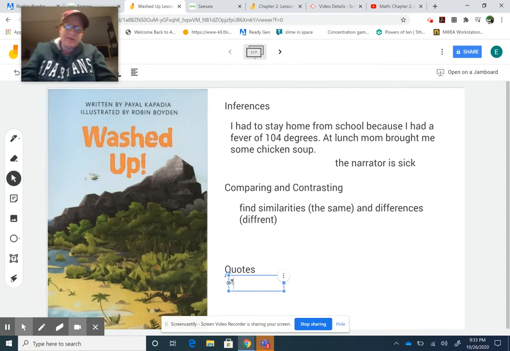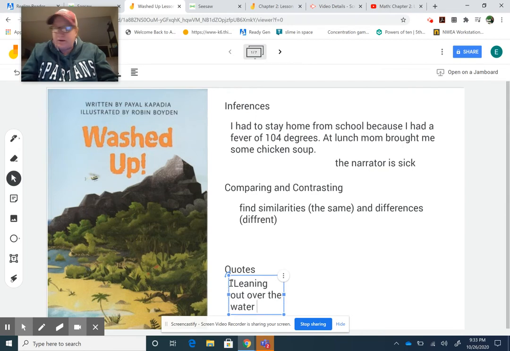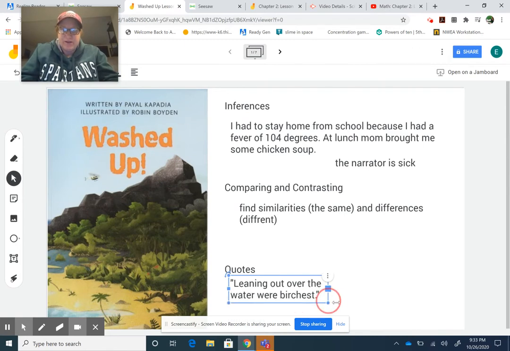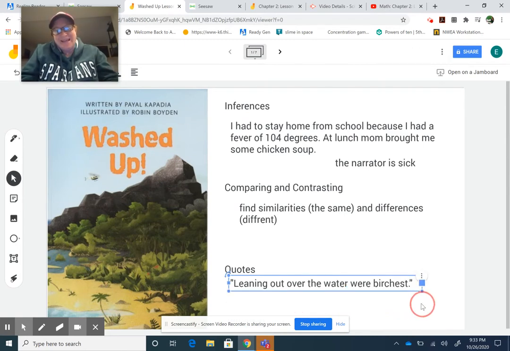Now, one of the sentences, I have to look at it. One of the sentences was, "Leaning out over the water were birches." And birches are a type of tree. And so I use a quotation mark at the beginning and at the end because I'm borrowing that quote from what the author wrote. Gary, I can't remember his last name. But he wrote that word. So those are not my words, but I'm using his words to answer the question. So I have to use quotes. So we're going to be doing all three of those as we move through Washed Up.